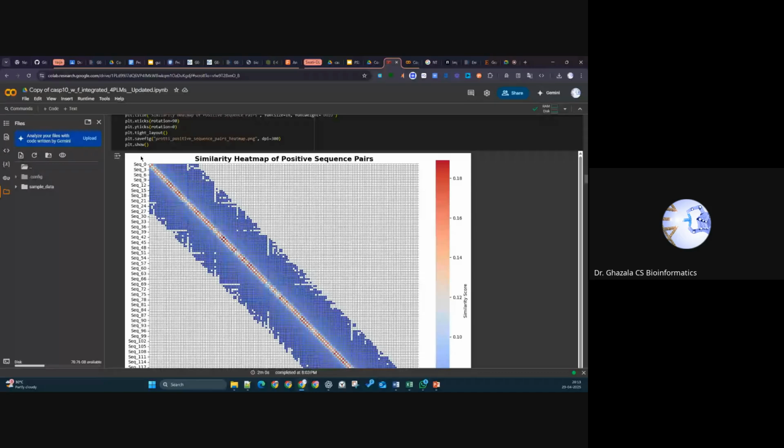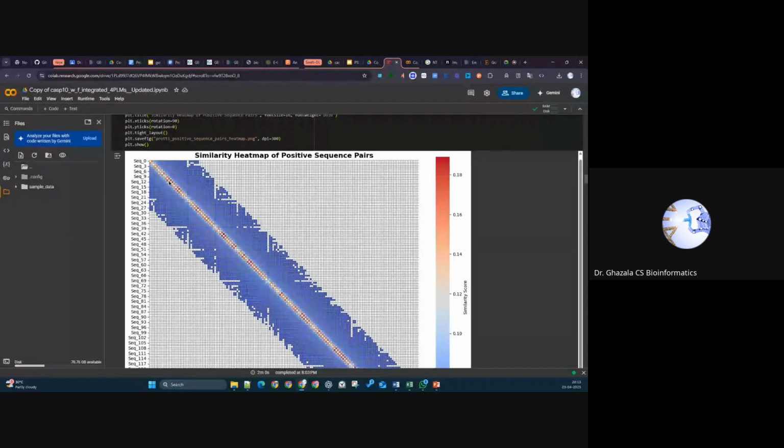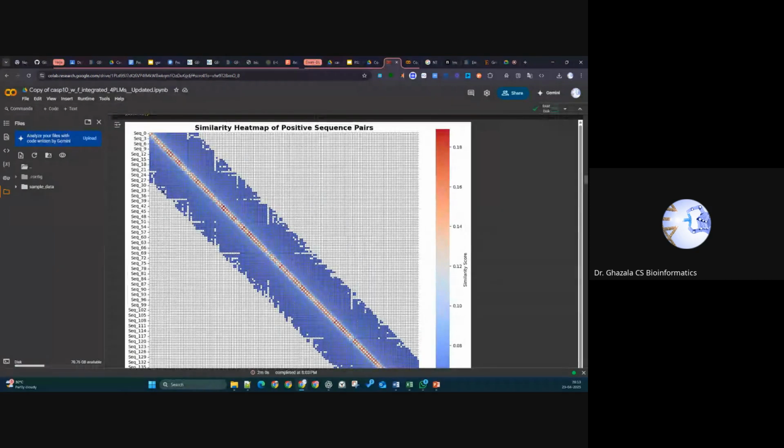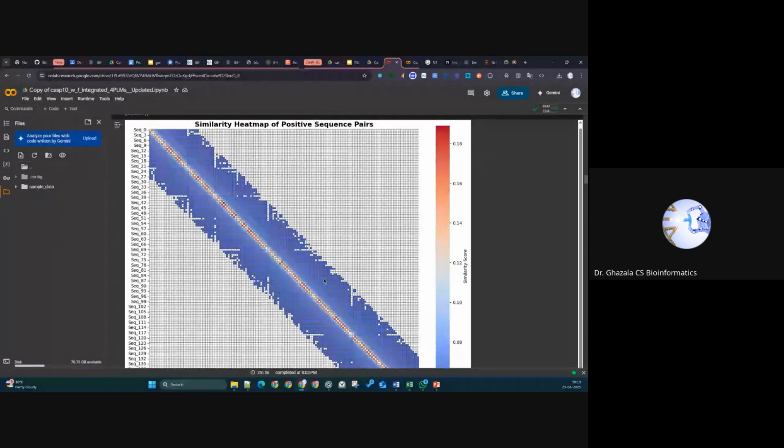And the sequence IDs we again need to remove, because it will be quite a mess if we add all 158 in a small figure. It is just to understand how the sequences are related, and based on the color intensity or the similarity score given here on the scale, we can see how the sequences are related to each other, and how different they are from each other.